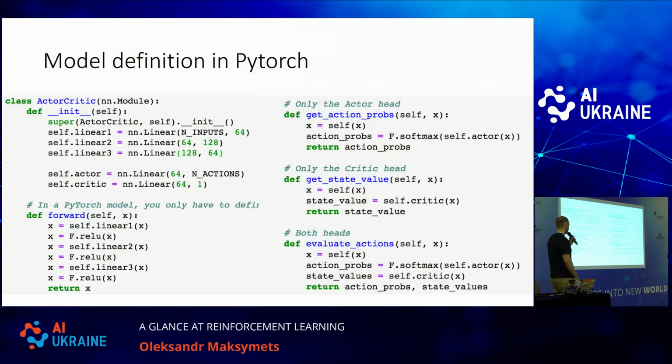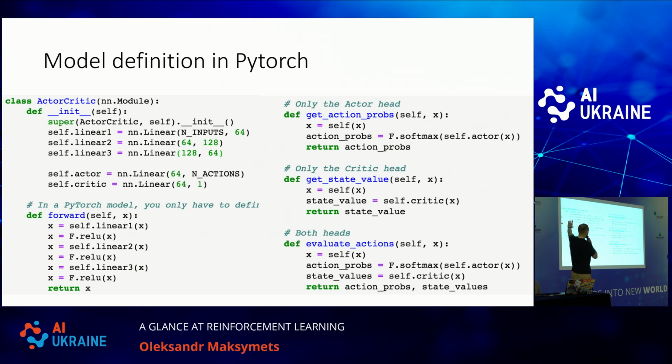So here is the code. It's the model definition in PyTorch. We will go through it and then move forward. You will find it in the code on GitHub, and that's what we are going to use. So, yeah, let's go from the beginning.